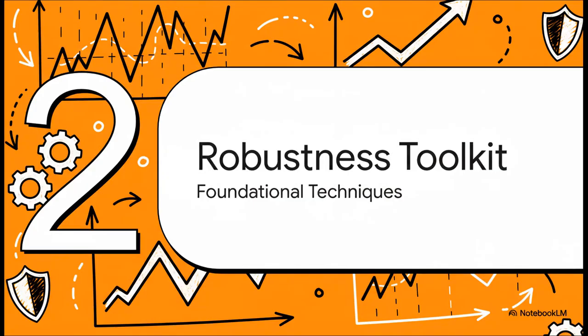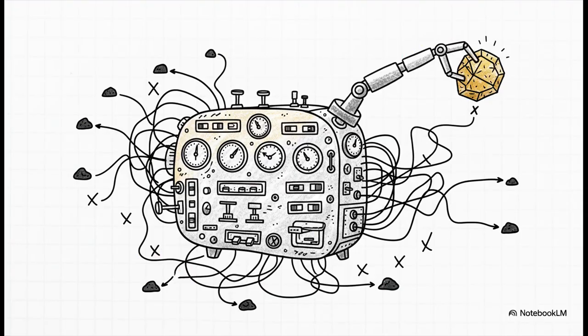Okay, so how do we fight back? How do we escape this trap? Well, we need a toolkit, a robustness toolkit. Let's talk about some foundational techniques you can start using right away to build a much more solid strategy from the ground up. All right, rule number 1, and this is probably the most important one: restraint.